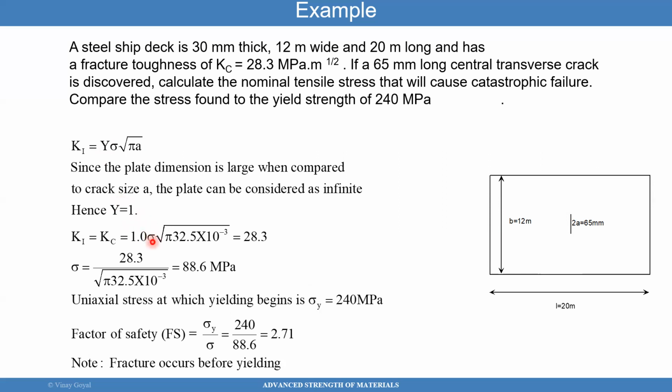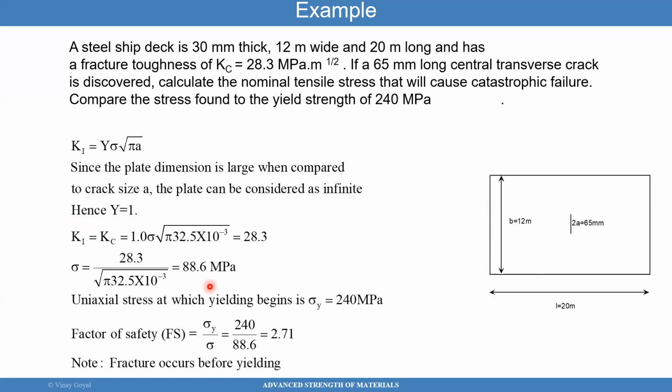Stress here is known. Actually, we don't know stress. We want to know what the tensile stress is. We have pi there, and then we have the crack length, which is 65 millimeters. But the a that goes here is half that crack length, and so it's 32.5 times 10 to the minus 3. So K1 is equal to Kc because that's when fracture occurs. So that's 28.3. I can solve for stress now, and the stress is 88.6 megapascals. That's when failure occurs.